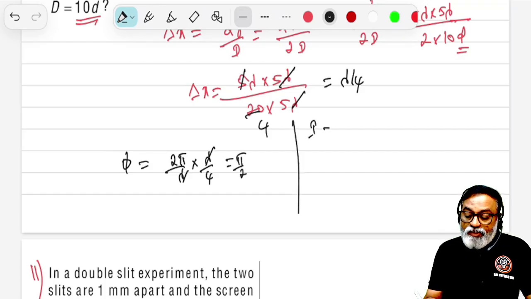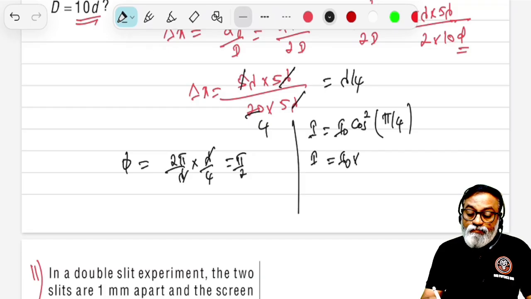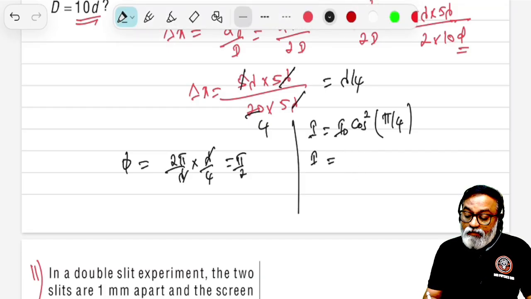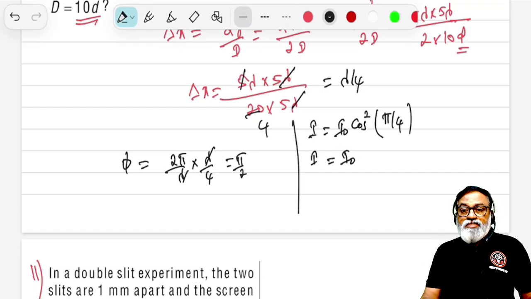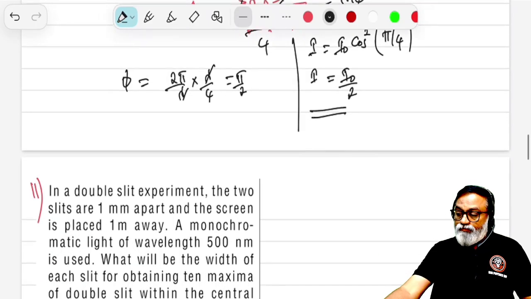Then intensity I is equal to 4 I naught, but here it is given as I naught, cos square phi by 2. Therefore, this becomes pi by 4. Therefore, I is equal to I naught cos square pi by 4. Cos pi by 4 means cos 45, cos 45 is 1 by root 2. Cos square 45 is 1 by root 2 whole square, which is 1 by 2. Therefore, I is equal to I naught by 2.